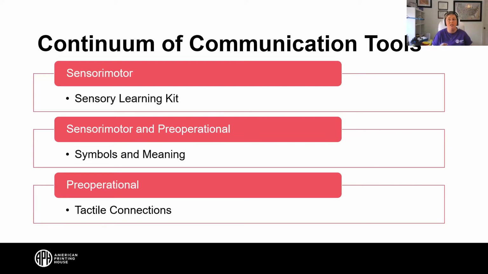These products help teach individuals with no formal means of communication methods or effective abilities to make their wants and needs known. They help nonverbal individuals with visual impairments shift from those haphazard movements and touch to purposeful actions and use of symbols to communicate. For sensory motor, we're going to focus on the sensory learning kit. As a bridge between sensory motor and pre-operational, we're going to work on symbols and meaning. And for pre-operational, we're going to talk about tactile connections.